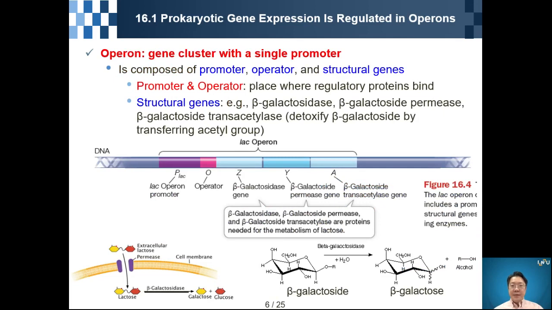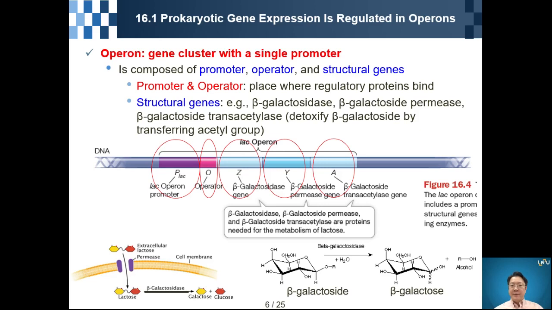Okay, so in this slide we will learn what an operon is, and also how prokaryotic gene expression is regulated. First of all, we have to learn what an operon is. An operon is a gene cluster with a single promoter. Mainly, an operon is composed of the promoter region and the operator region, and it has several structural genes.